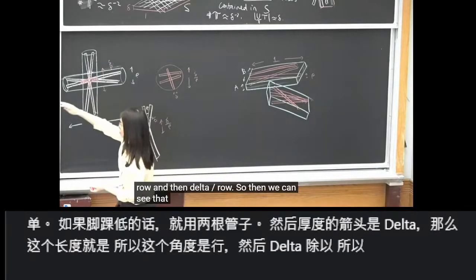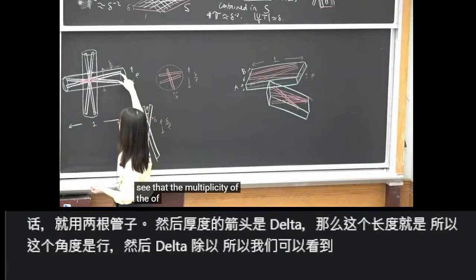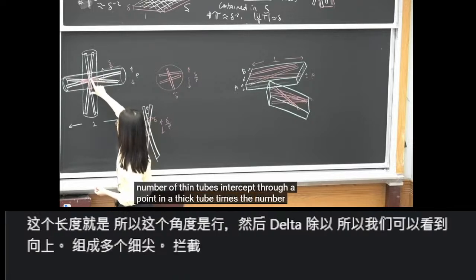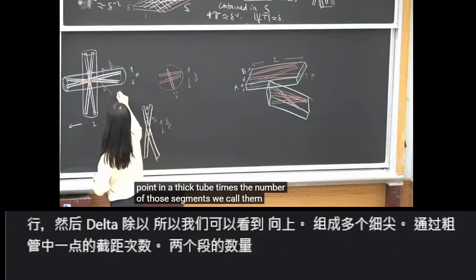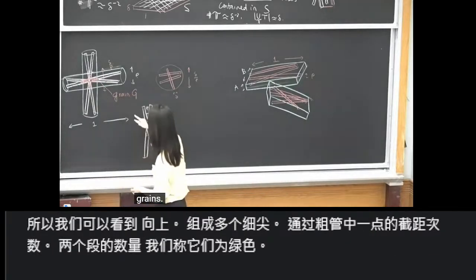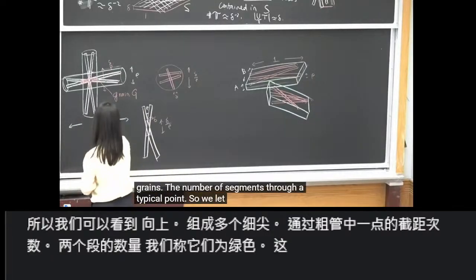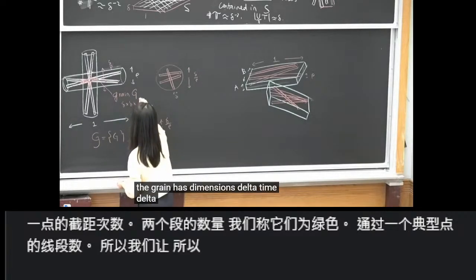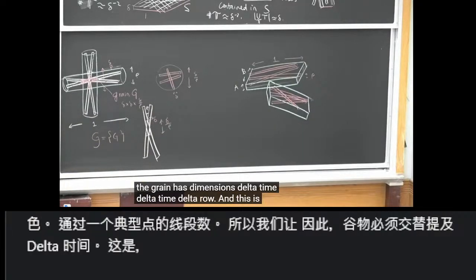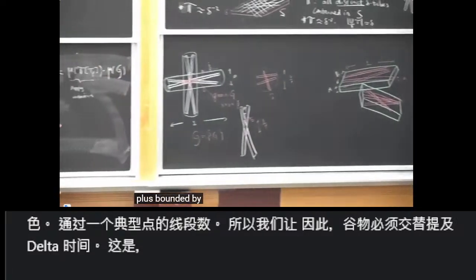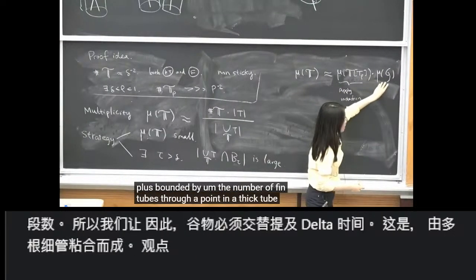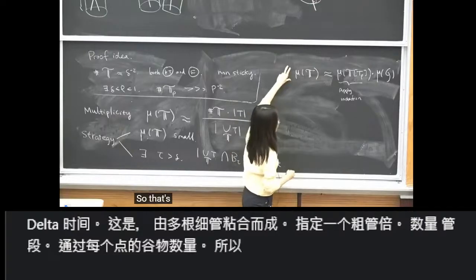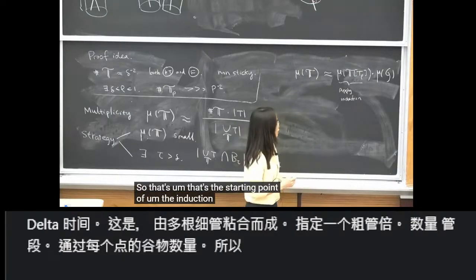So then we can see that the multiplicity of T is decomposed into the number of thin tubes through a point in a thick tube times the number of those segments. We call them grains. The number of segments through a typical point. So we let G denote the set of grains. The grain has dimensions delta times delta times delta over rho. And this is thus bounded by the number of thin tubes through a point in a thick tube times the number of grains through each point. So that's the starting point of the induction on scales.